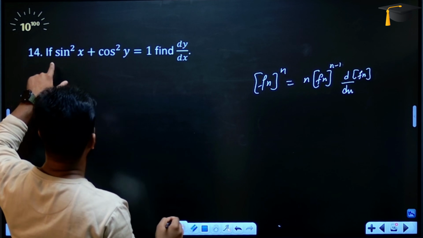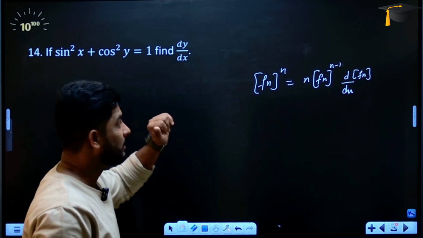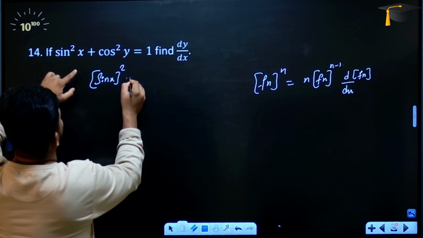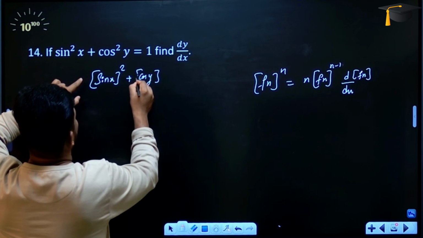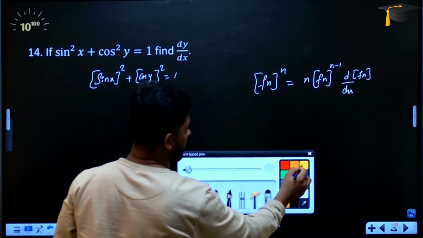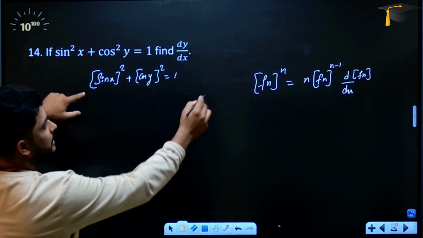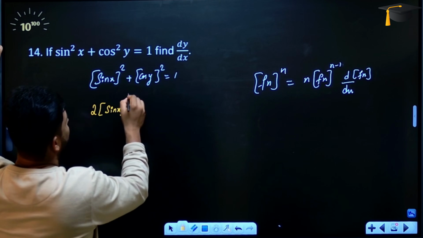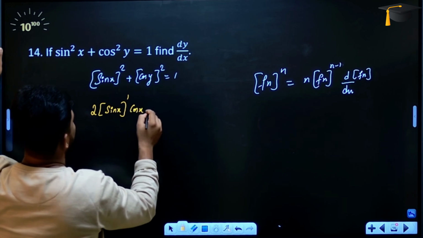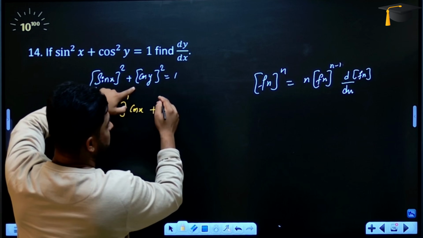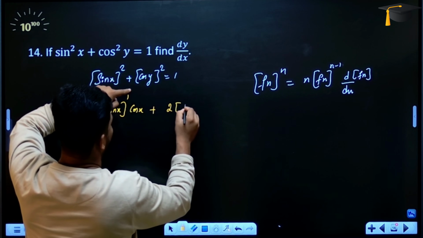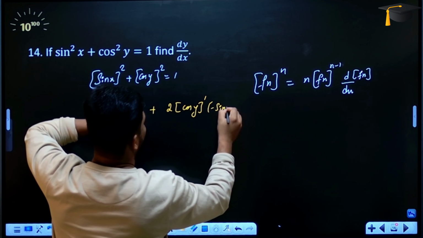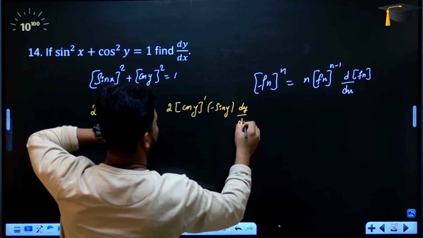Okay, yeah, we have sin square x plus cos square y is equal to 1. So you just have to write this in the whole square format, right? Like this: (sin x) the whole square plus (cos y) the whole square is equal to 1. So this is the first thing that you have to do. Okay, so after that, let's use that formula. So it becomes 2 (sin x) to the power 1, and differentiation of sin x will become cos x, plus for (cos y) the whole square, differentiation becomes 2 (cos y) to the power 1. Cos y differentiation is minus sin y, and then dy by dx, and the right side 1 differentiation is 0.